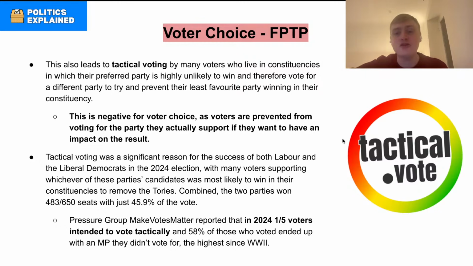Crucially, this is another way you can bolster your analysis and try and get up to those top marks in the voter choice paragraph: first past the post also leads to tactical voting by many voters who live in constituencies in which their preferred party is highly unlikely to win and therefore vote for a different party to try and at least prevent their least favourite party from winning. So if I'm in a constituency and say I support Labour, but Labour have no chance of winning, I'm not going to vote for Labour because it then might make it more likely that, let's say, Reform win, and I really don't want Reform to win. Therefore, I'll vote for the Conservatives or the Lib Dems.